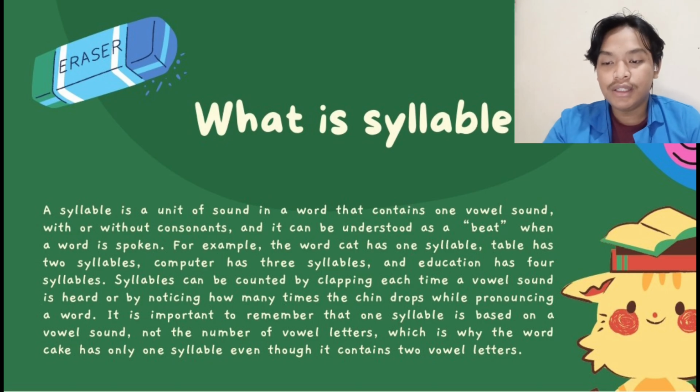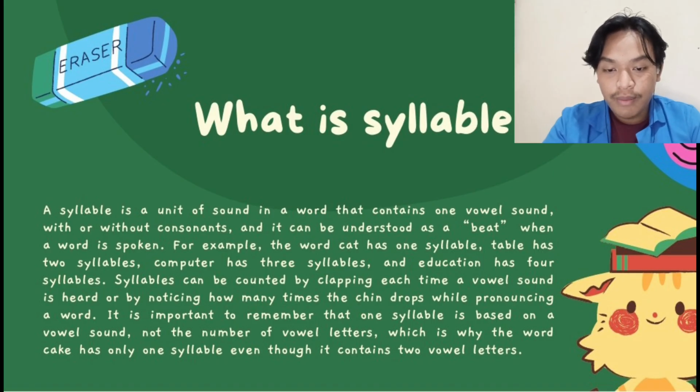Okay, what is a syllable? A syllable is a unit of sound in a word that contains one vowel sound with or without consonants, and it can be understood as a beat. When a word is spoken, for example, the word cat has one syllable, table has two syllables, computer has three syllables, and education has four syllables. Syllables can be counted by clapping each time a vowel sound is heard, or by noticing how many times the chin drops while pronouncing a word.